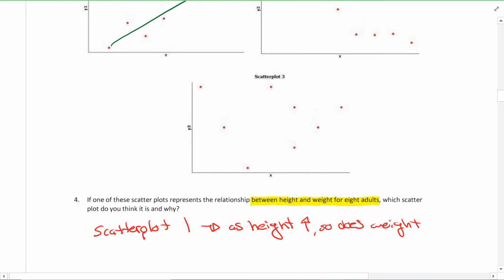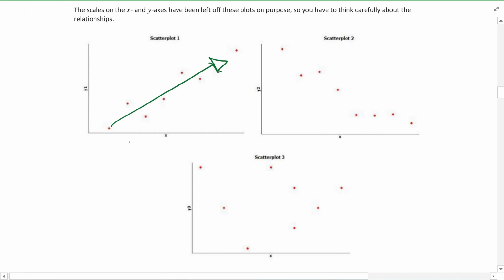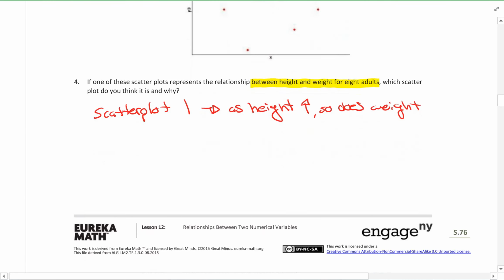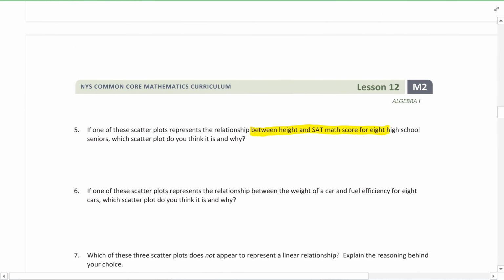So, if we look at this, as height increases, do our SAT math scores increase? Do they decrease? Or is there no correlation whatsoever? You're probably thinking, all right, besides Mr. Z, there is no correlation. So we're going to say scatter plot 3.